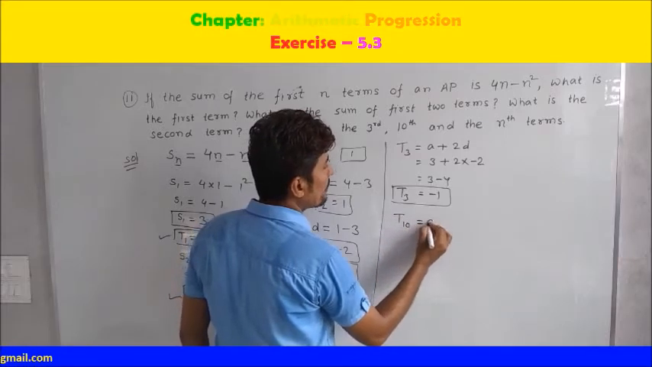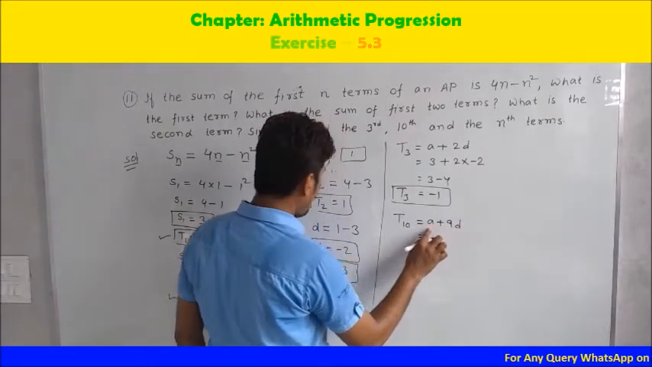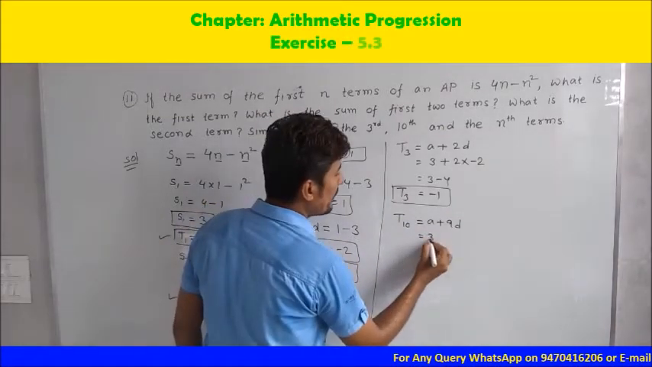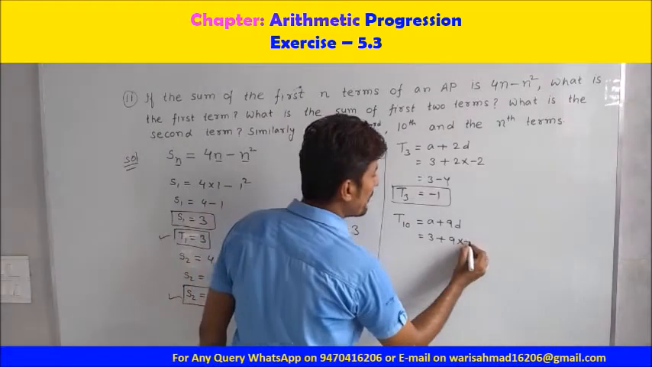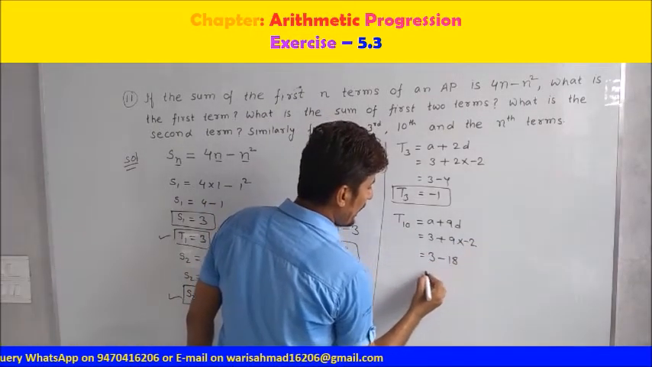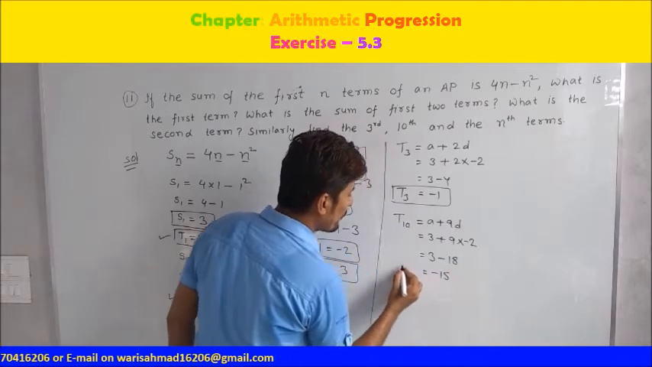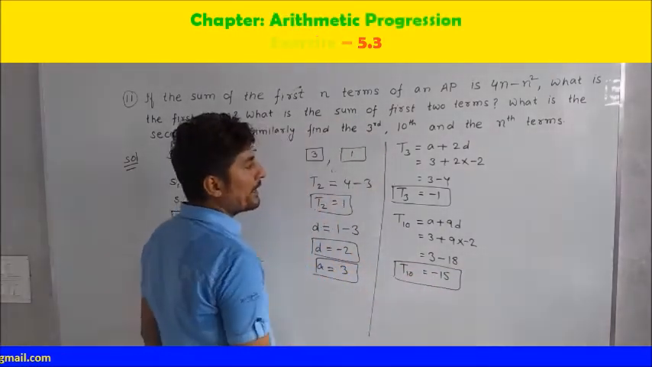T10 equals A plus 9D. Value of A, again we can put here 3 plus 9 into D. Value of D we can write here minus 2. 3 minus 18, and here we can write minus 15. So the value of the 10th term will be equal to minus 15.